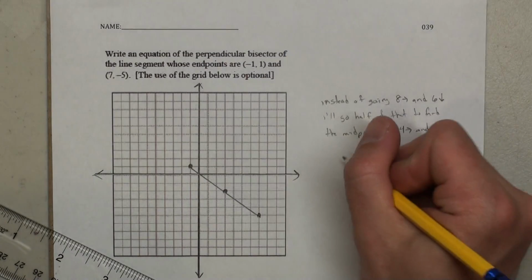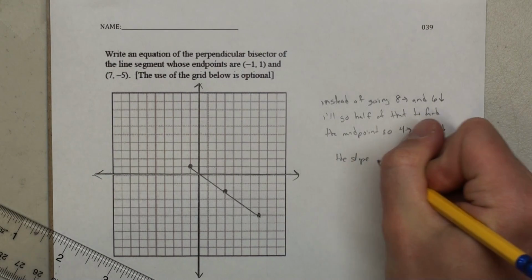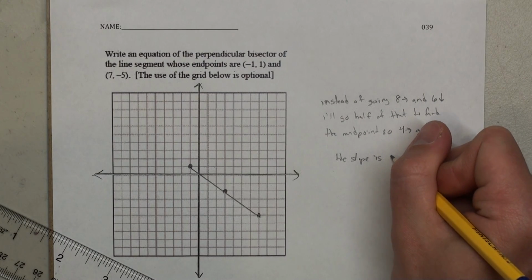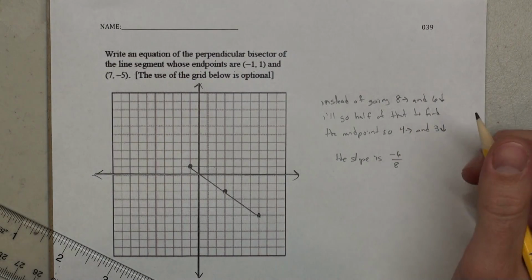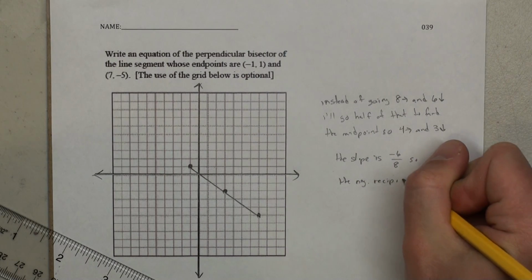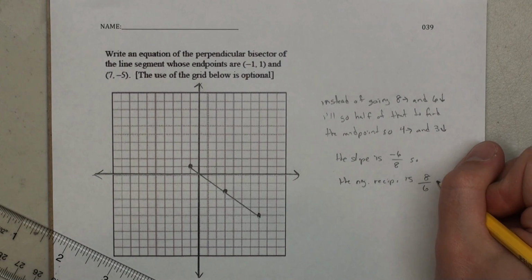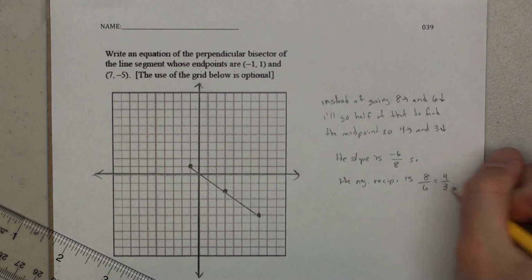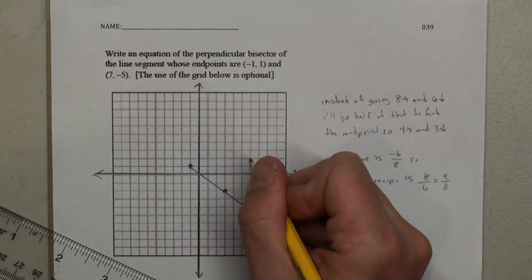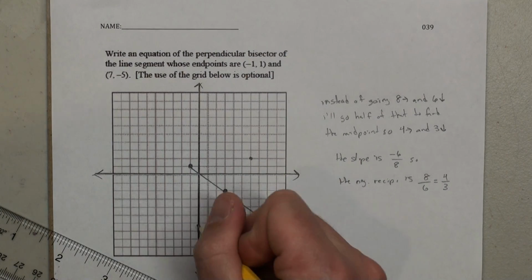Now, the slope is, we went down 6 and to the right 8. So the negative reciprocal is positive 8 over 6, okay, which is 4 over 3. So from this point, I'll go 1, 2, 3, 4, 1, 2, 3. I'll also go down 4 and to the left 3. 1, 2, 3, 4, 1, 2, 3.